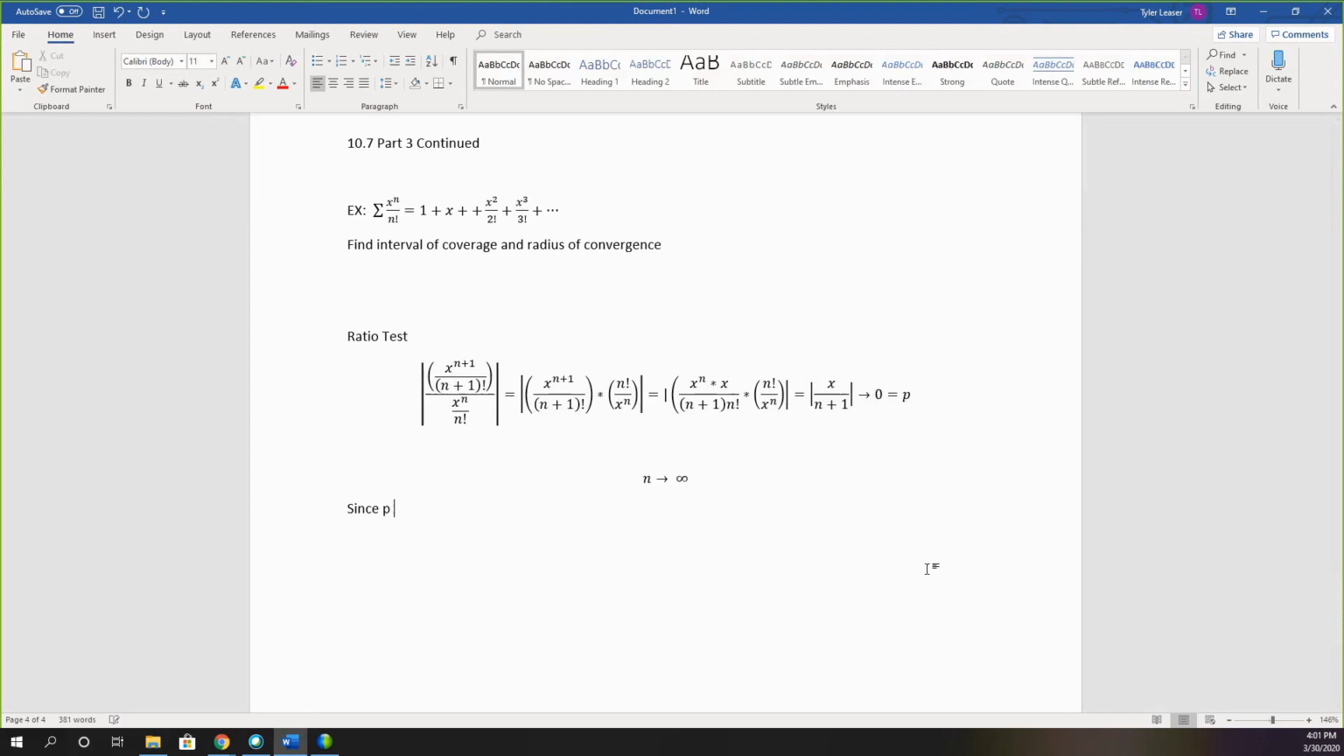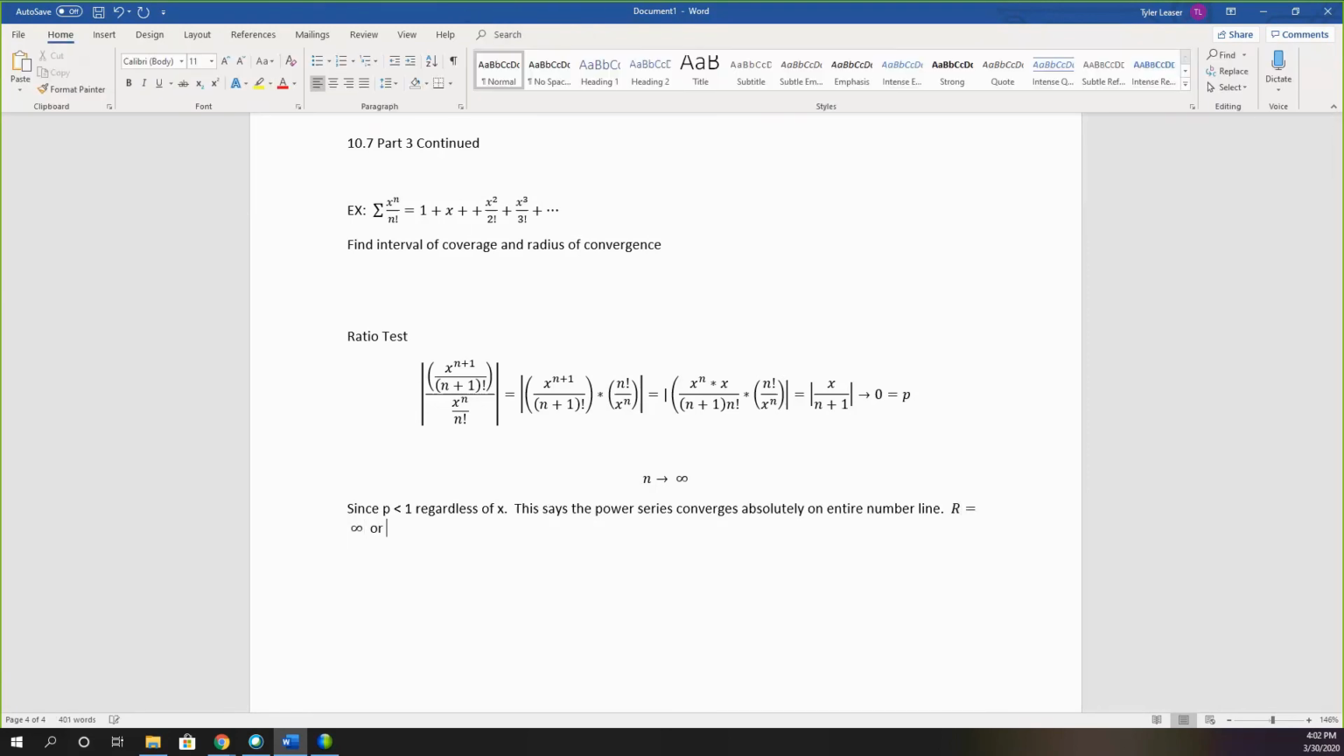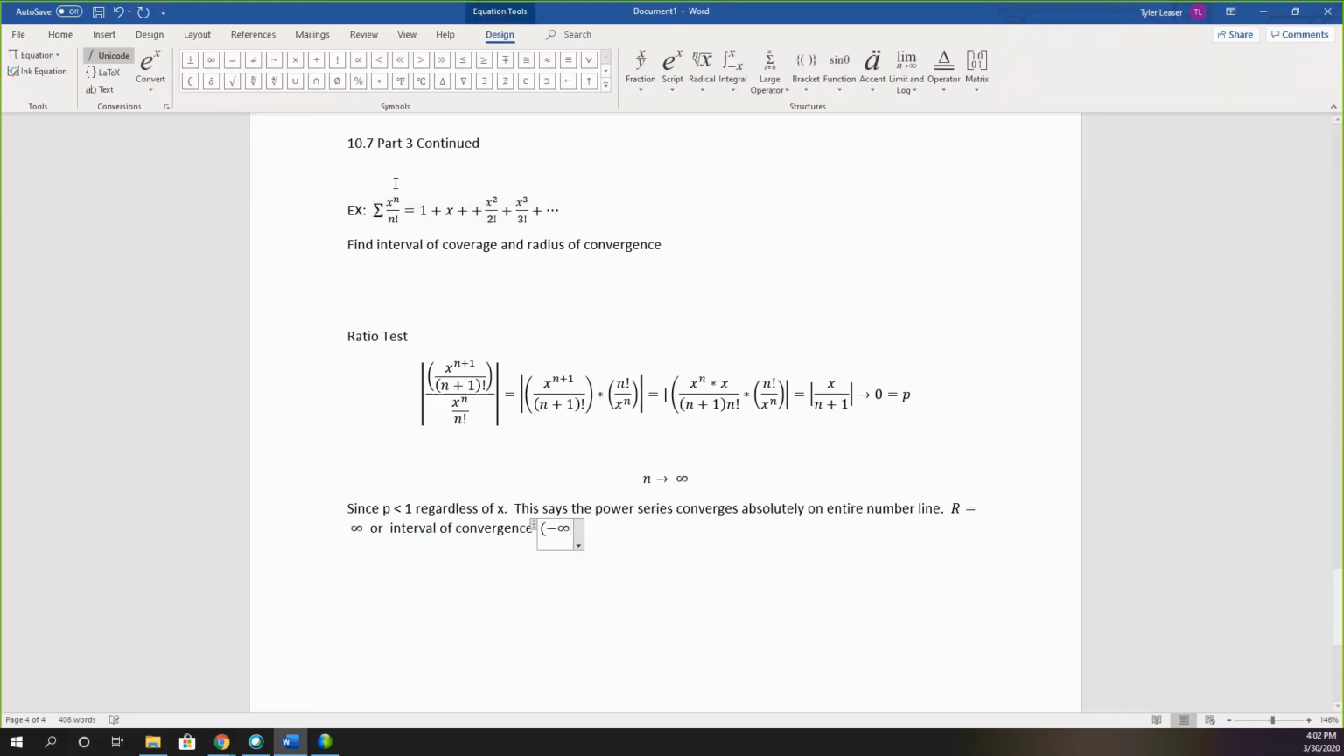So since p is less than 1, regardless of x, this says the power series that we started with up here converges absolutely on the entire number line. Another way of thinking about that is that the R value is infinity. So the radius of convergence is infinity, or you can think of it as the interval of convergence is going to be the entire number line, so from negative infinity to positive infinity.